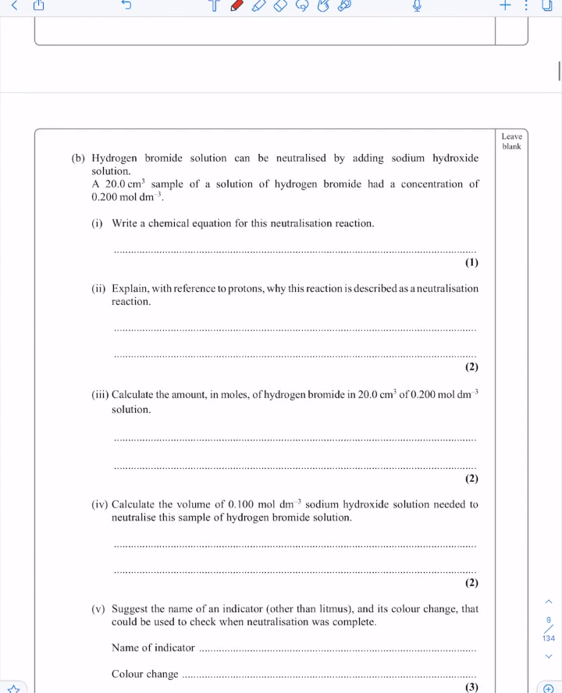Question B. Hydrogen bromide solution can be neutralized by adding sodium hydroxide solution. A 20 cubic centimeter sample, so this is the volume, of hydrogen bromide has a concentration of 0.200 mole per cubic decimeter. Part i. Write a chemical equation for this neutralization. The hydrogen bromide solution, which is hydrobromic acid, when neutralized with sodium hydroxide NaOH, gives NaBr salt, which is sodium bromide, plus water.